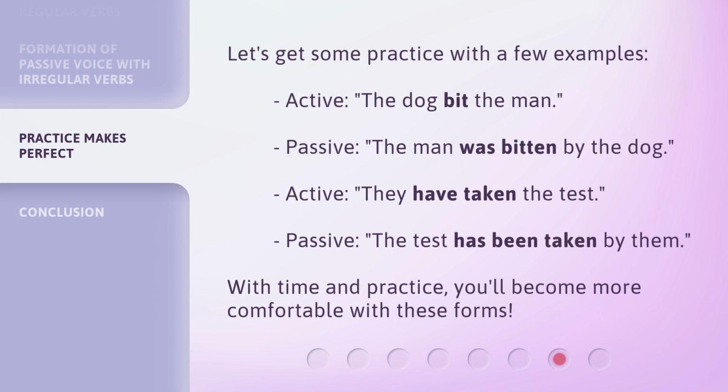Let's get some practice with a few examples. Active: the dog bit the man. Passive: the man was bitten by the dog. Active: they have taken the test. Passive: the test has been taken by them. With time and practice, you'll become more comfortable with these forms.